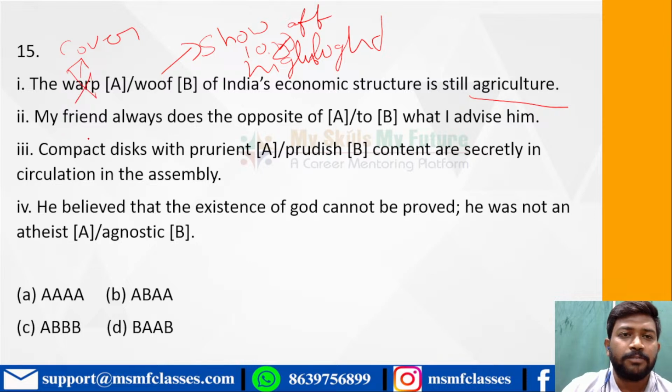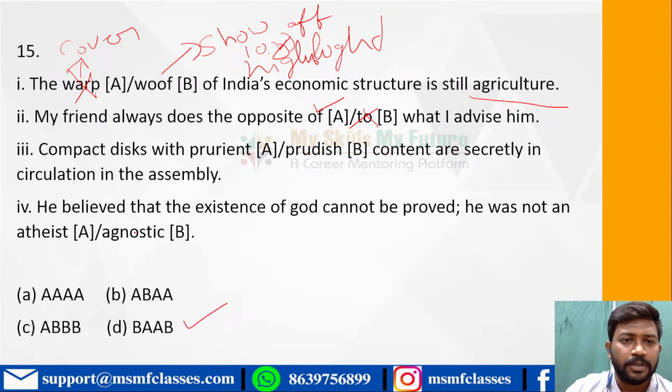Next, my friend always does the opposite of or to what I advise him. What is the correct preposition here? Whenever you are speaking about opposite, we cannot use to. I already intimated you, opposite to we cannot use. So for the situation of what he has advised, you have to go with of. Of is nothing but related to. My friend always does the opposite, which is related to what I advise him. So here option B and here option A, BA. Try to find the combination BA. It is in option D.